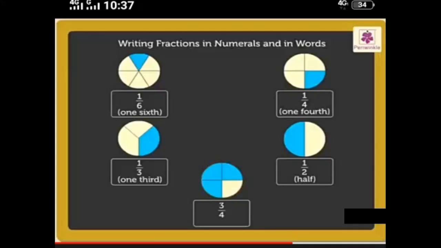If you are reading, the fraction is read as 1 by 6. When writing it in words, that fraction is 1/6. How can we read it? 1/6.